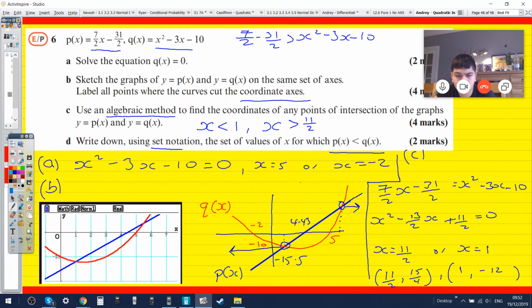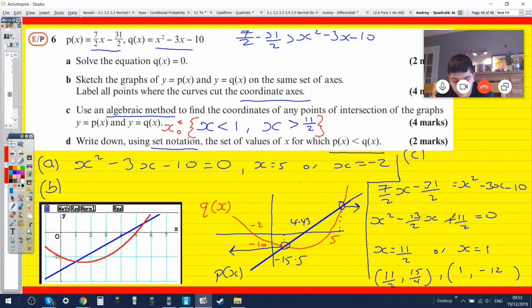This one wanted set notation, so you just have to do a little extra thing: put it in curly brackets and have x such that on the outside. And that's set notation. Okay. Is that the answer? Yes, that's the answer. So when x is less than 1 and when x is greater than 11 over 2. Okay.